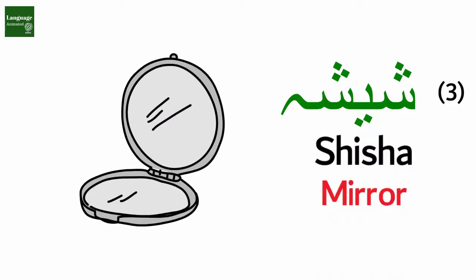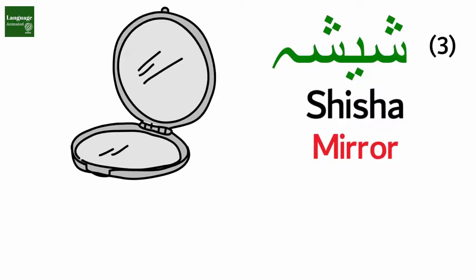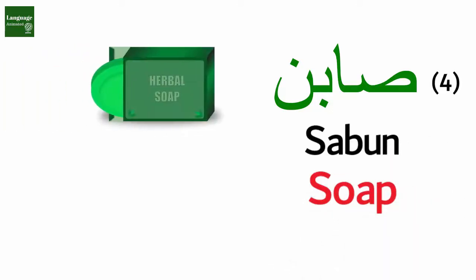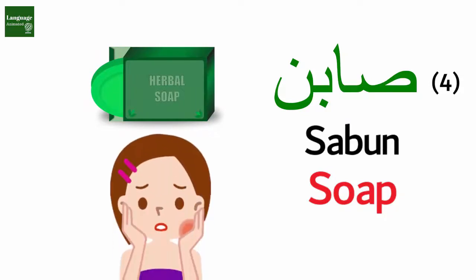Third word is shisha. Shisha. It means mirror. Fourth word is sabun. Sabun. It means soap. Don't overuse the soaps. They are very harmful to our skin.